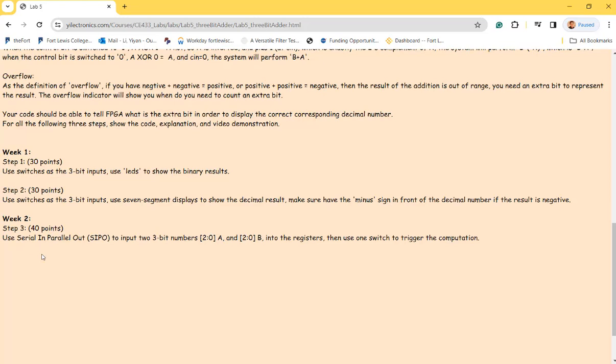And next week's task will be a serial input instead of the parallel input from the switches. It will be a serial input. You have to pump it in. So you have the two 3-bit numbers, and you have to pump them in using rising edges. Okay, so serial in and parallel out.